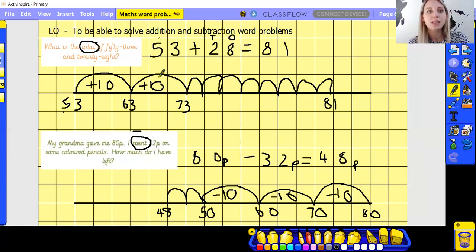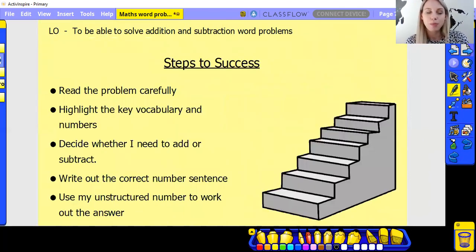So there we go. That's an example of adding and subtracting using the number line, and starting off by looking for the words in the problem that either mean adding or subtract, and finding the numbers from the word problem as well and writing them out as a number sentence. Okay, so you need to read the problem carefully, highlight the key vocabulary and the numbers, decide whether you need to add or subtract, write out your number sentence, and then use the unstructured number line to do your work.